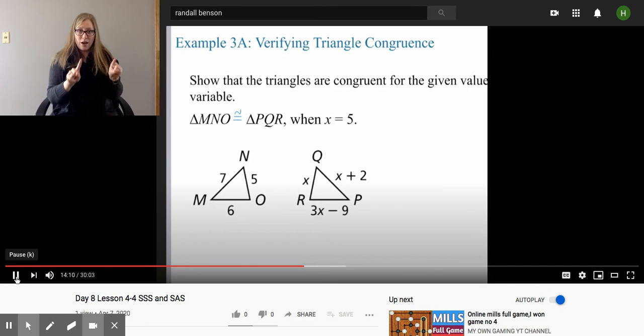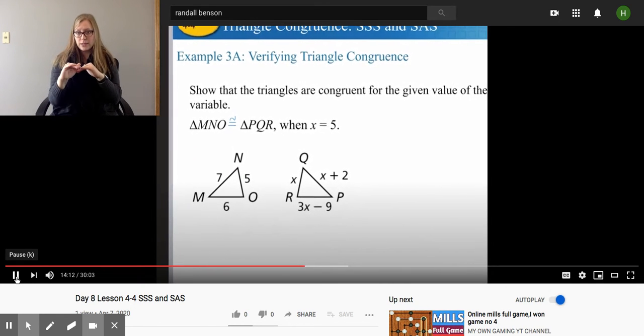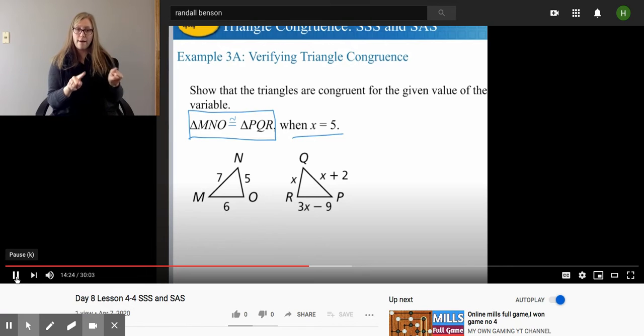So here I have two triangles, and one triangle has measured numerical lengths. The other one has algebraic expressions. But they tell me that the two triangles are congruent, and they tell me that x equals 5. And they want me to show that these are going to be congruent. And the idea, when I put in that 5, it's going to give me the other side length. So I'm going to be using the idea of side, side, side to show these are congruent triangles.